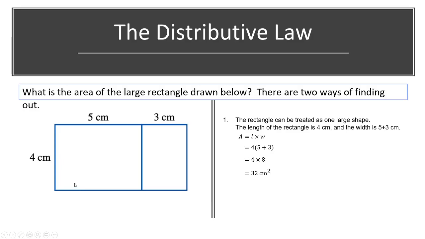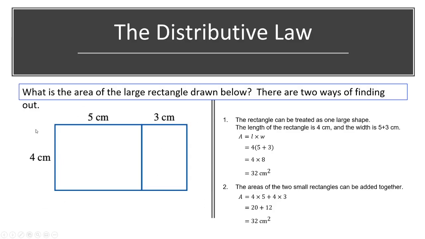Now, another way we can look at it is separated into two smaller rectangles. We have a rectangle here and a rectangle here. So we have 4 by 5 centimeters, and then we have 4 by 3. So we get the equation 4 times 5 plus 4 times 3. And when we simplify it using order of operations, we get 20 plus 12, and that comes down to 32 centimeters squared. As we can see, both ways calculate the same area for this rectangle.